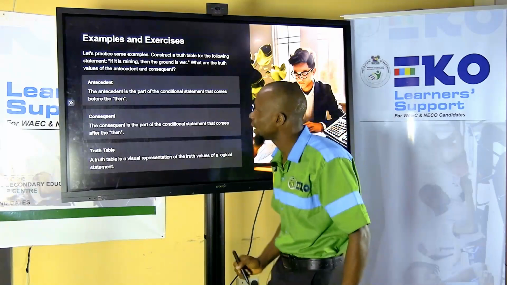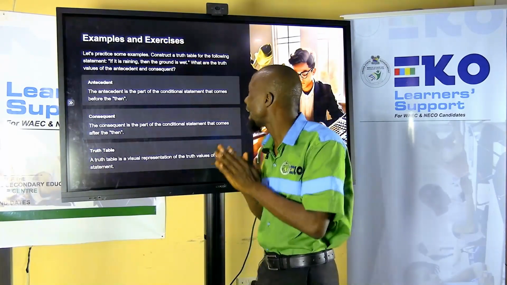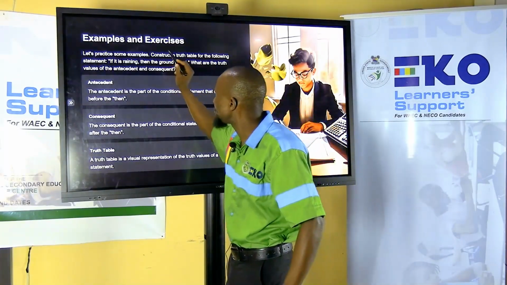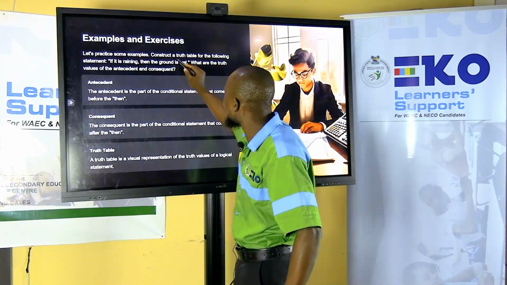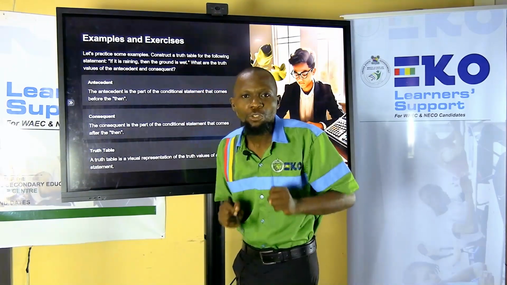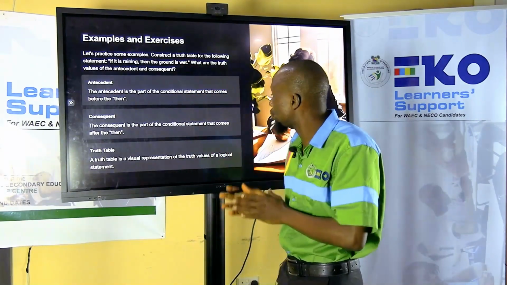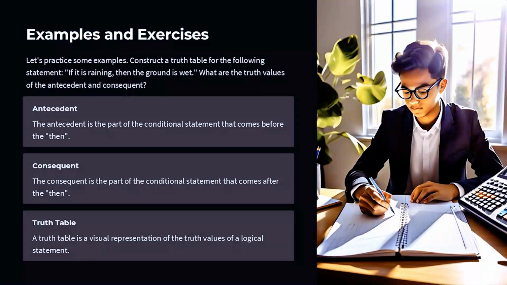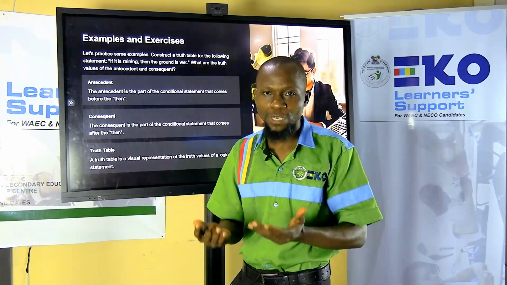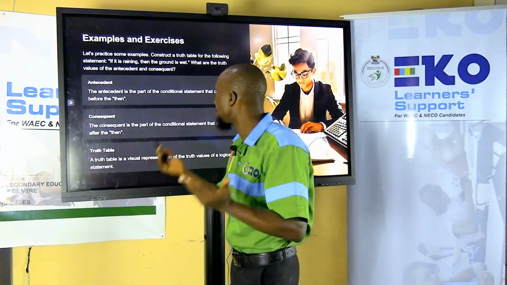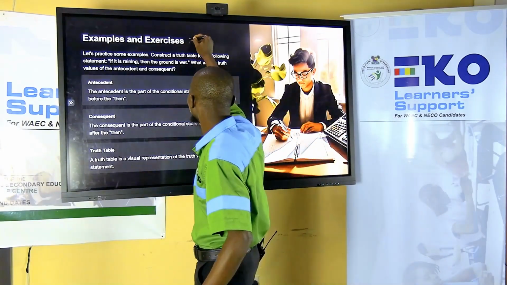Okay, and we'll go to another aspect, which is the conditional statement. Construct a truth table for the following statement: if it is raining, then the ground is wet. This is a conditional statement. In a conditional statement, you can see we have used the word if. If then.